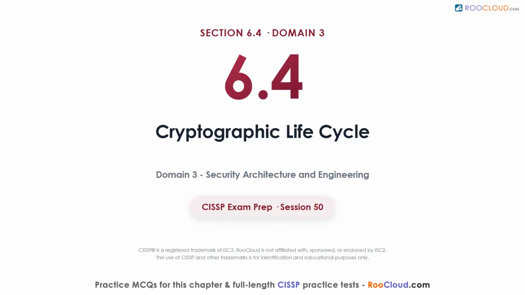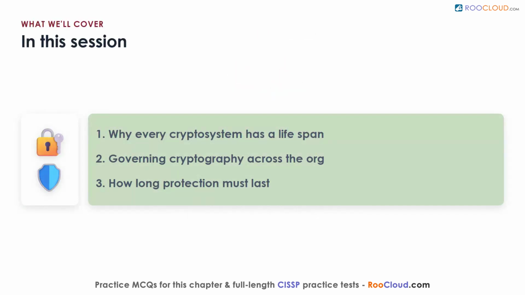Welcome to section 6.4. This is the 50th session of the CISSP exam prep series. In this session, we'll look at how cryptography ages over time. We'll answer several questions. Why does every crypto system have a limited lifespan? How do you govern cryptography across an organization? And how long does your protection actually need to last?